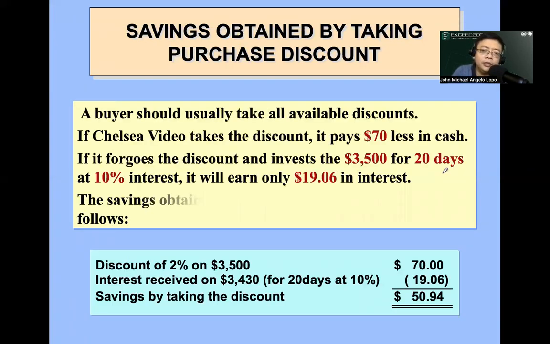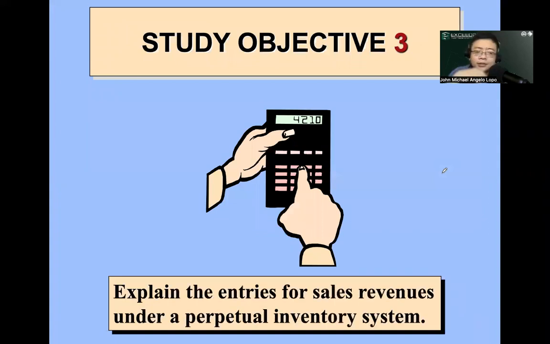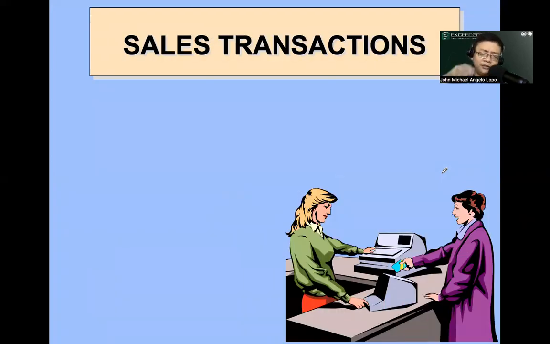So number 3, class. Explain the series of... ito naman kanina, our focus is more on the purchase or the inventory. Ito naman is all about sales. Parang same lang naman siya.